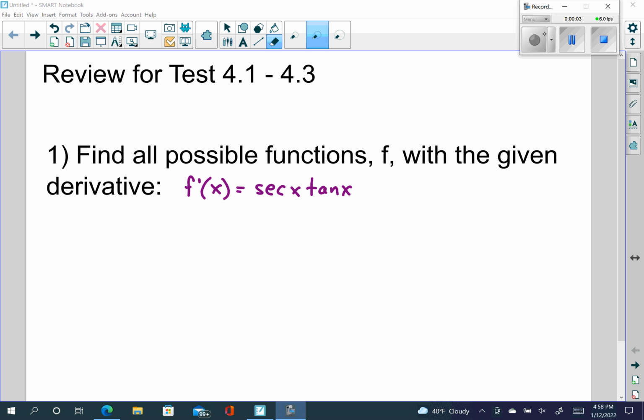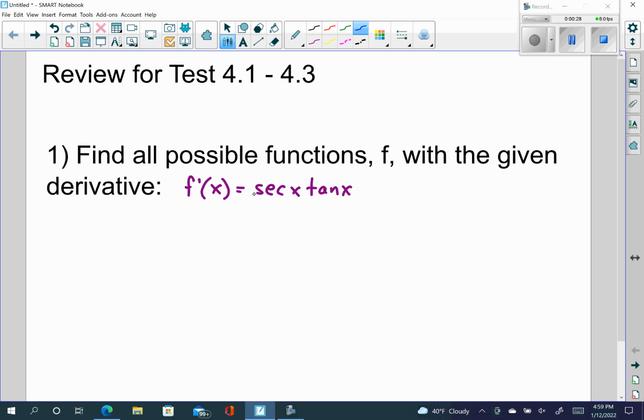This video has 4 practice problems for you guys to go through to review for the upcoming test. So go ahead and just pause the video right now, copy down number 1, and find all possible functions f with this given derivative. And if you need more time, just pause the video again.